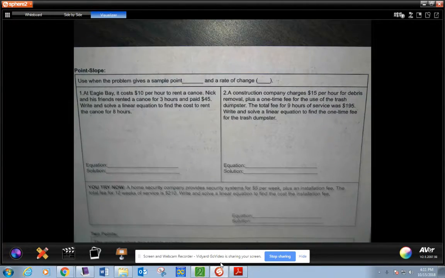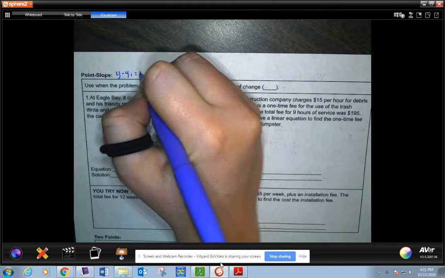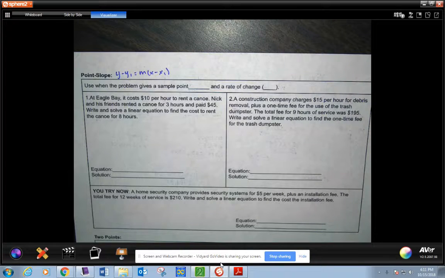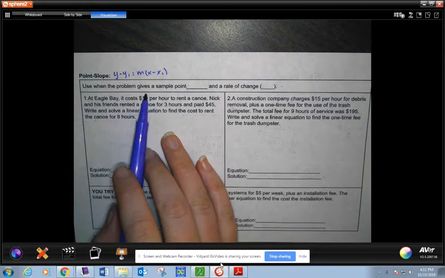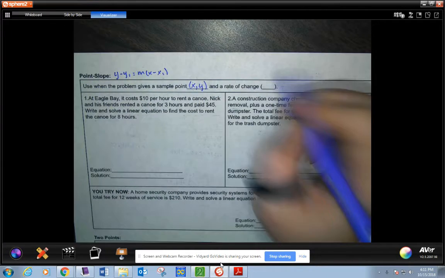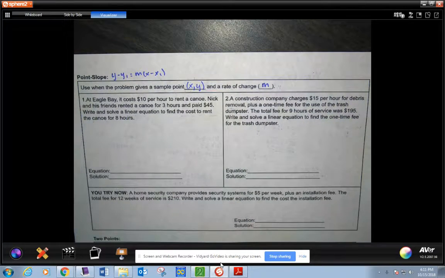Okay, so make sure you're on the back of the paper now and we're at point slope. So when we're doing point slope, we're going to do y minus y1 equals m times x minus x1. Okay, that's the point slope formula. You're going to use this when the problem gives you a sample point. That means they're going to give you something like (x, y), and they're going to give you a rate of change, which is your slope. So remember, for slope, you're looking for keywords like per.